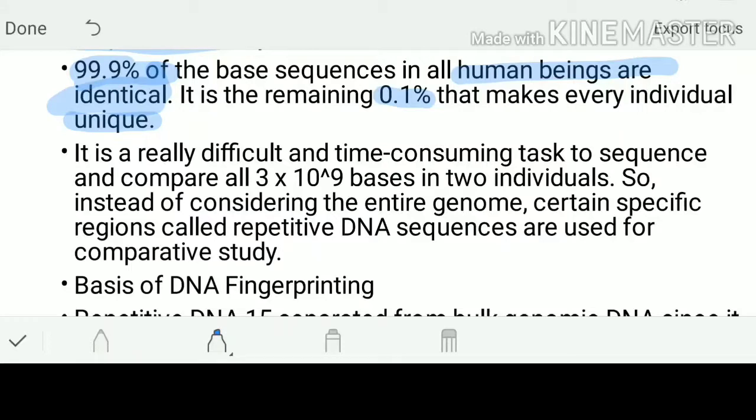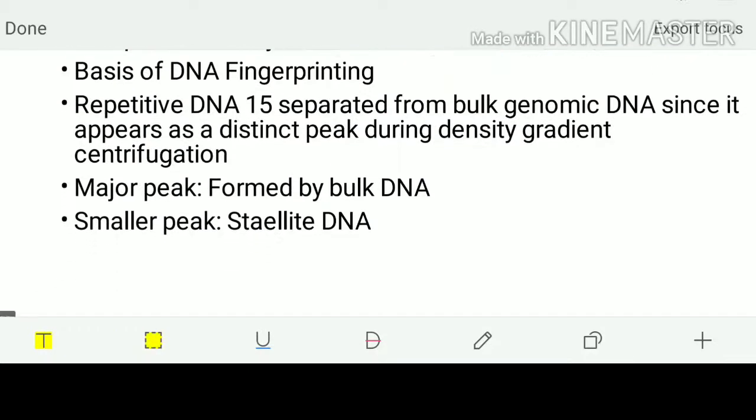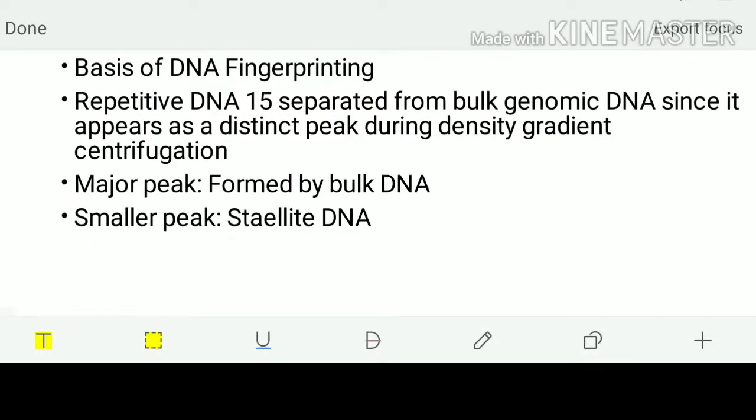Now, it is really difficult and time consuming to sequence and compare all 3 × 10^9 bases in two individuals. So instead of considering the entire genome, you can consider certain specific regions called repetitive DNA sequences, which are used for comparative studies. So basically you can use some marker genes or something like that.